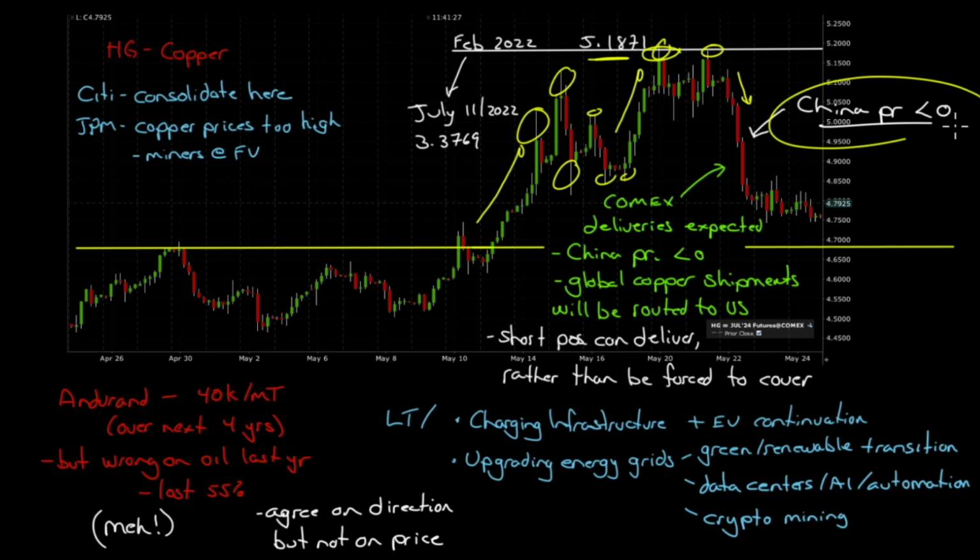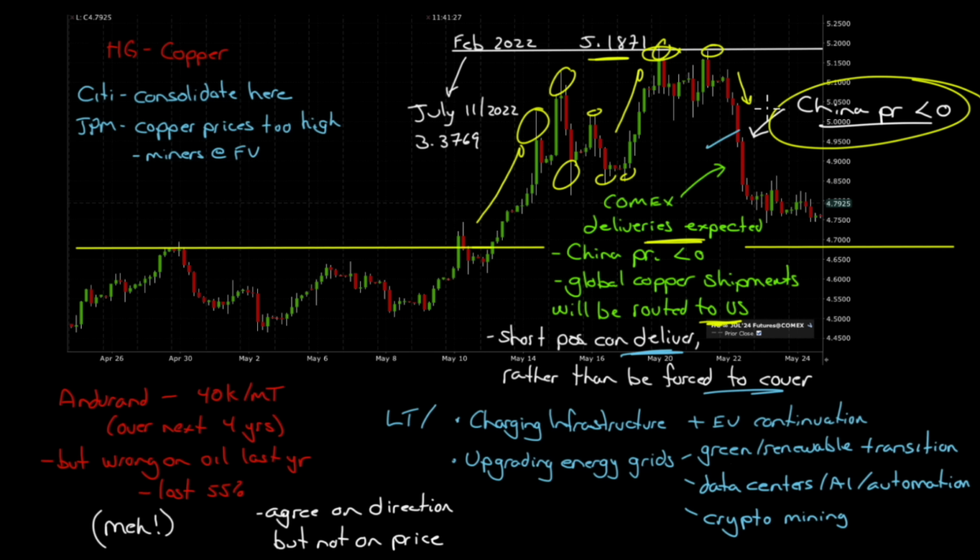However, fundamentally, what happened during this period of time, the China premium went to less than zero. So COMEX deliveries are expected to increase. Global copper shipments will be routed to the US because the short position can now deliver rather than be forced to cover. If the copper is sitting within China, it cannot come to the US as delivery under the CME contract. But rather than it entering China to begin with from South America, it can just make the trip up to the US. So rather than China importing more copper, because it's already sitting on a lot of stocks, that premium is now negative. If I were shipping copper from South America, I would say, you know what, it's worth it for me to ship it to the US and deliver there.